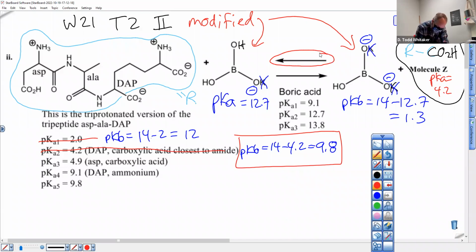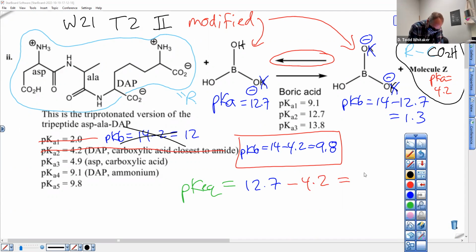And pKeq, left minus right. Acid on the left. Let's cross. This one's confusing me. I got to cross it off. It was not as good a base, so it's not relevant. Left pKa is 12.7. Right pKa is 4.2. That is 8.5 if I ever saw it.